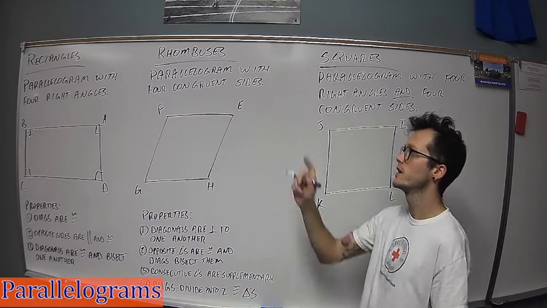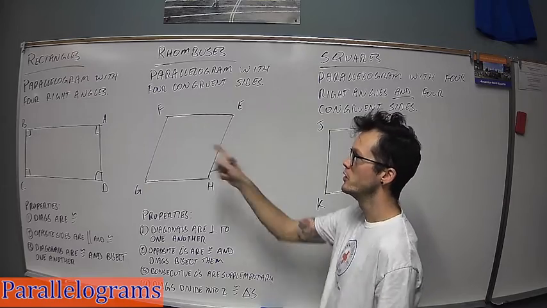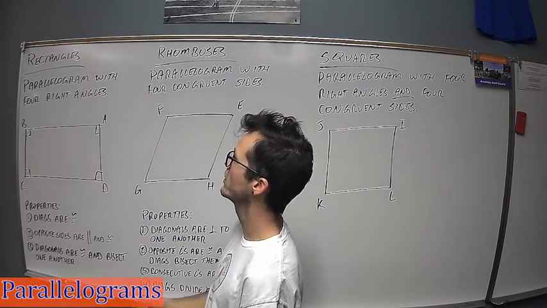What's up, team? Today we're talking rectangles, rhombuses, squares, and some properties that are involved. So let's dive right in. Rectangles. Rectangles are parallelograms with 4 right angles.